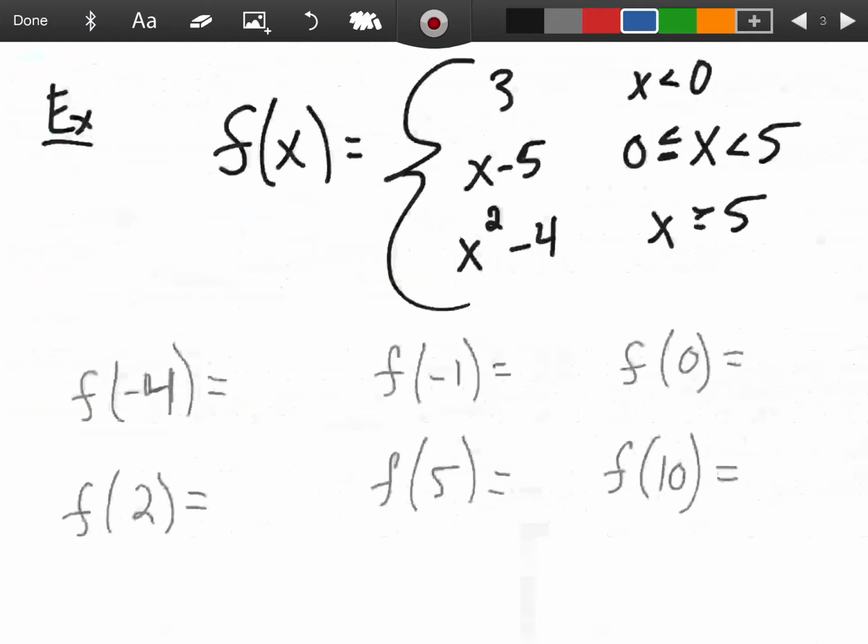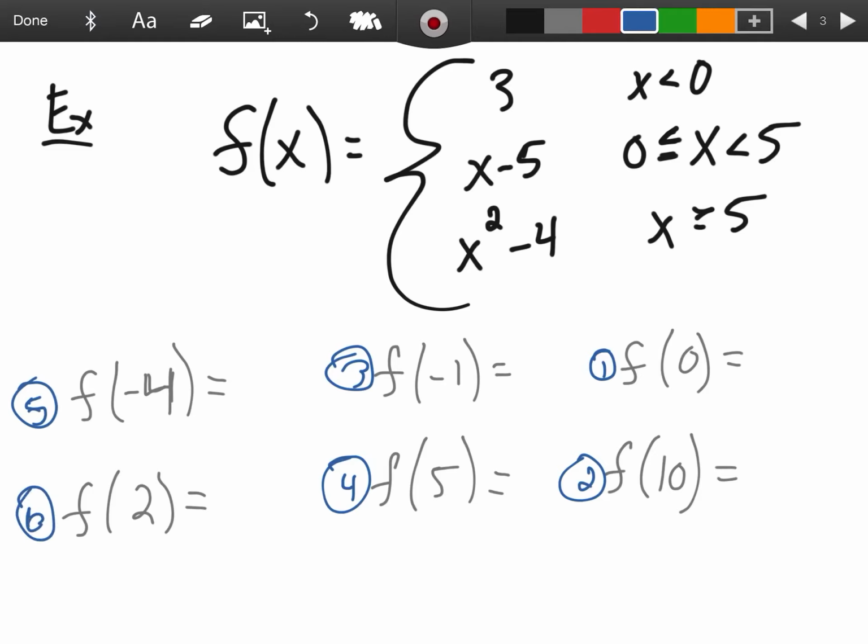So here we have f of x equals 3 if x is less than 0. F of x equals x minus 5 if it's greater than or equal to 0 but less than 5. And f of x is equal to x squared minus 4 if x is greater than or equal to 5. All right, so let's just start. I'm going to kind of go in a random order here. Let's do f of 0 first, then we'll do f of 10, then let's do f of -1, we'll do f of 5, f of -4, and we'll finish it up with f of 2.